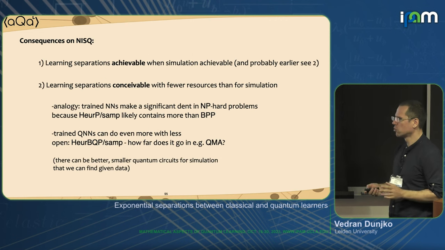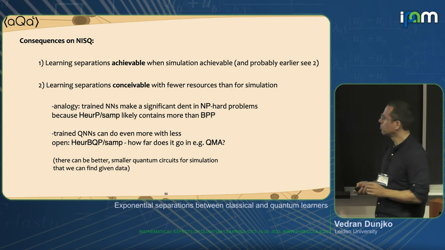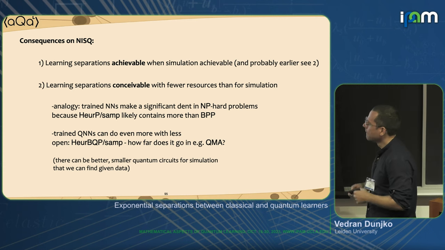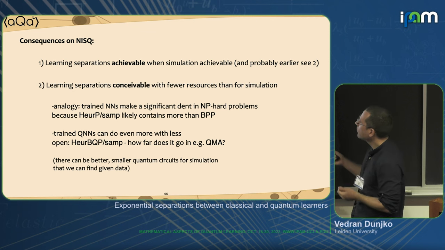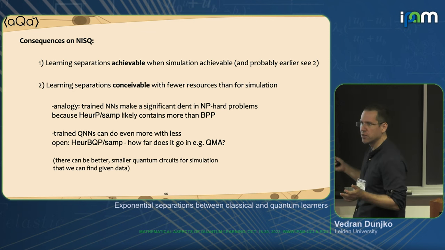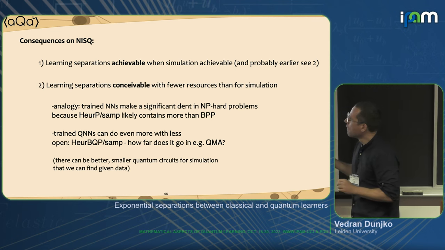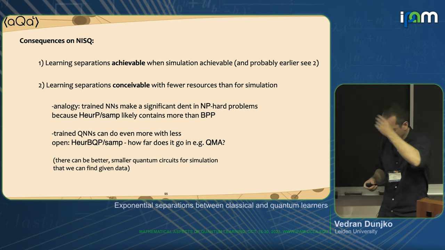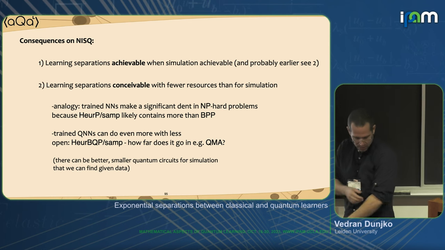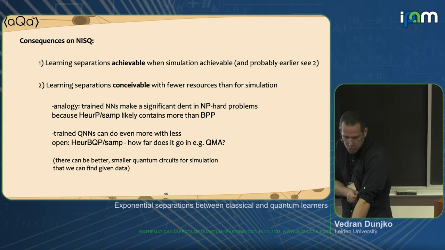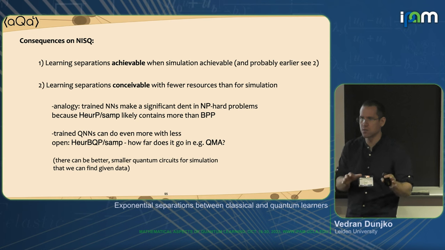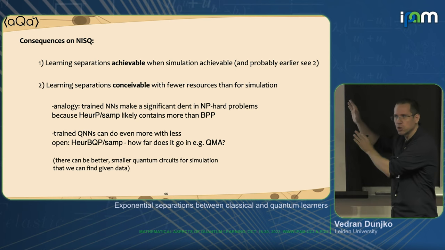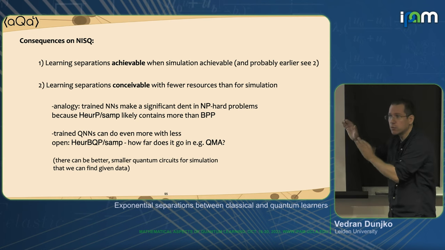And I think I'm totally out of time. So maybe just some consequences for NISQ. If I can achieve simulation, I can achieve learning separation. Full stop. Perhaps I can do it with fewer resources. This goes back to the comment that Nathan gave yesterday, that the idea of their approach is to get more condensed circuits than simulation. This is what machine learning is supposed to give you in general. This is why it works.